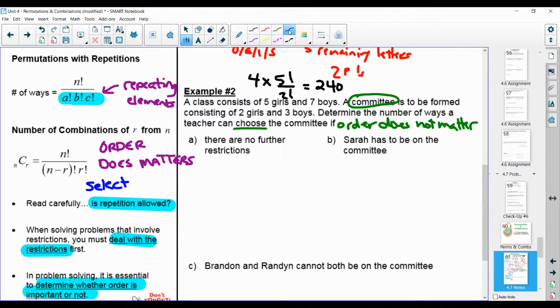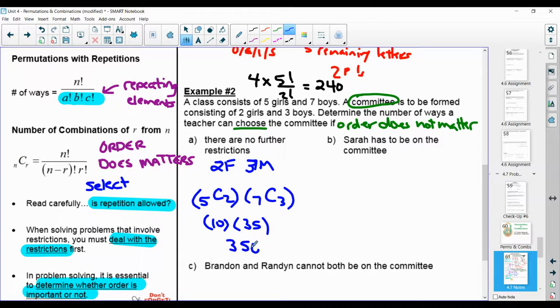All right, so if there are no restrictions, that just means we've got 5 girls, we want 2, we've got 7 boys, we want 3. So we have 5 females, we want 2, and we want 3 males on the committee. So that means we have 5 females, we're choosing 2, and we have 7 males, and we're choosing 3. And so that would give us 10 times 35 is 350. Now, what if Sarah has to be on the committee? Well, we take Sarah out of the equation.